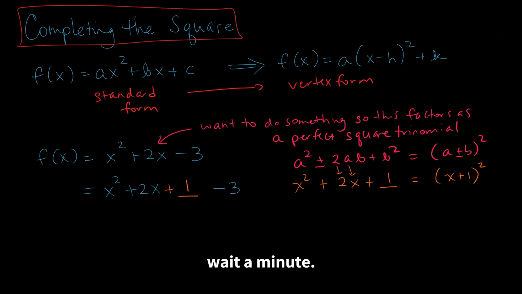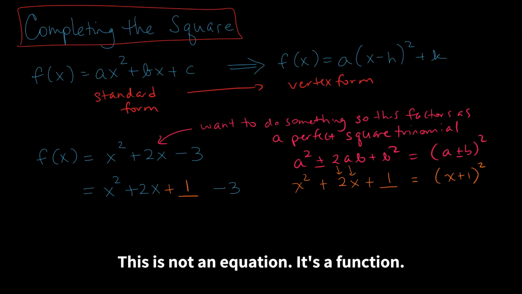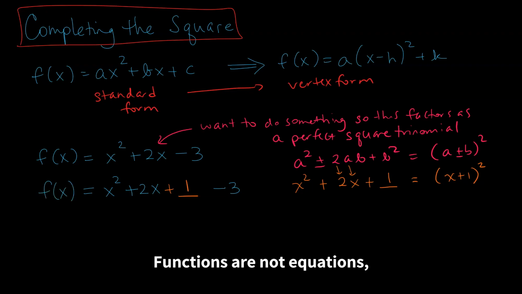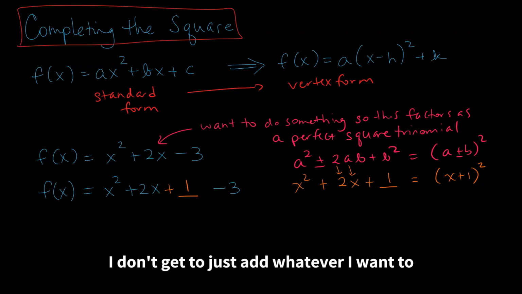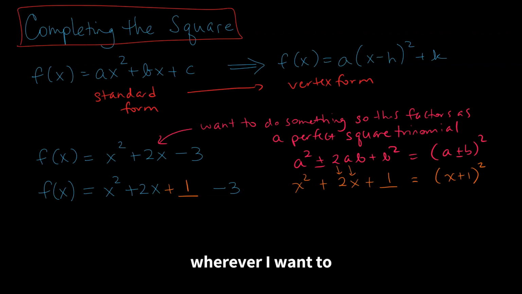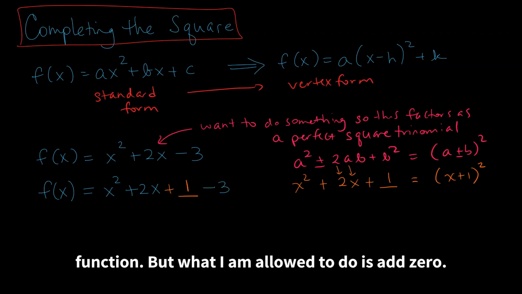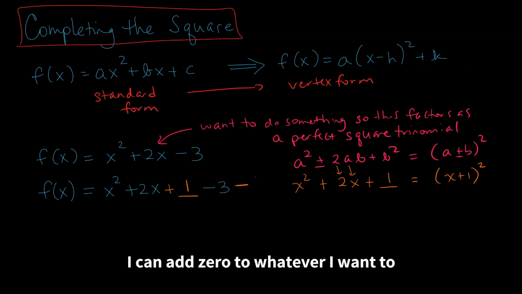Oh, wait a minute. This is not an equation. It's a function. Functions are not equations. Even though there's an equal sign in there, the function name is this expression. So be really careful with this. I can't just add. That's not allowed in math. I don't get to just add whatever I want to, wherever I want to, in an expression or a function. But what I am allowed to do is add 0. I can add 0 to whatever I want to. And that 0 can take many forms.